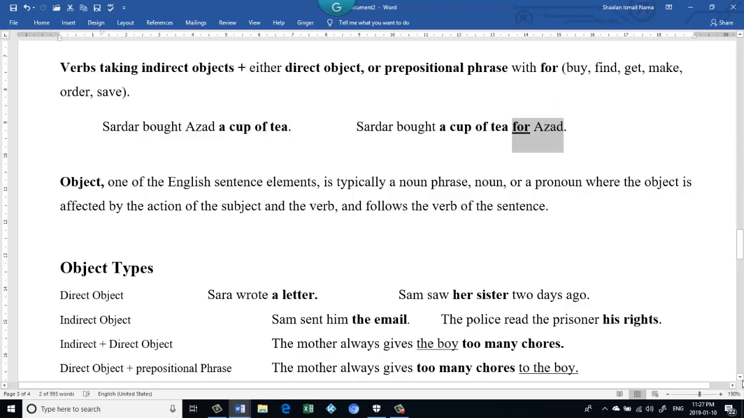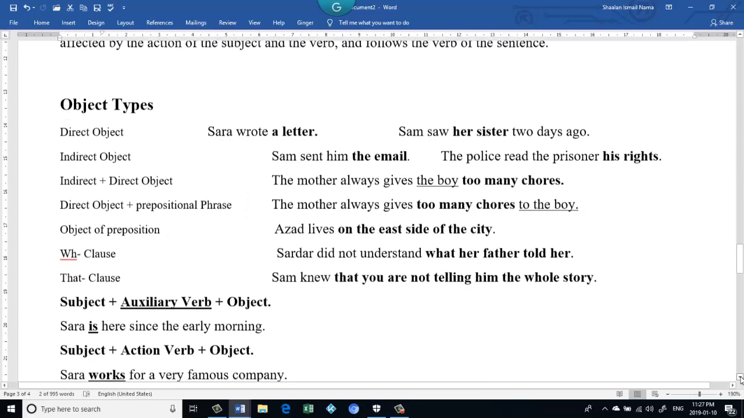As we said, the subject could be one word, or more than one word, or it could be an ing form, or it could be clauses. Same thing with the object. The object could be only one word, or the object could be more than one word. Her sister could be one person but two words. Or you could have sentences taking indirect object.